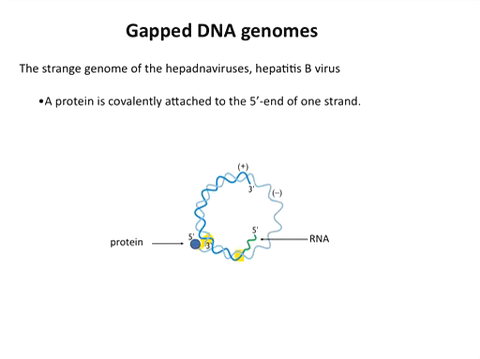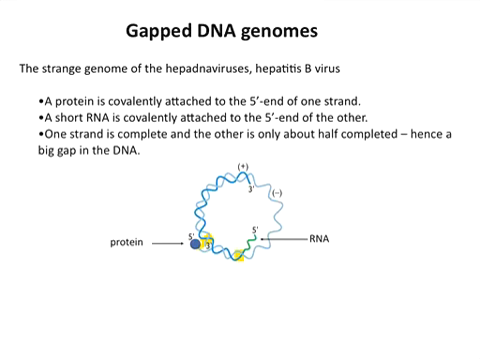In addition to the genome being gapped, so it's circular, it's gapped, and we have a protein attached to the 5' end of the one strand here, the minus strand, the lighter blue strand. You see that's the one that's continuous up until the protein. Then there's a protein there. So there's a free 3' end and the protein linked to the 5' end. In addition, we also have a short RNA, which is covalently attached to the 5' end of the other strand. So one strand is complete, the minus strand with a little interruption, of course, and the other is about half completed, hence we have a big gap.